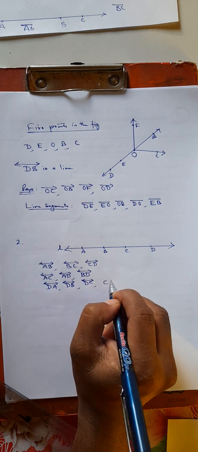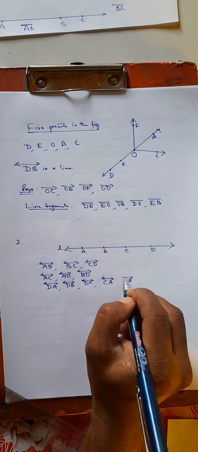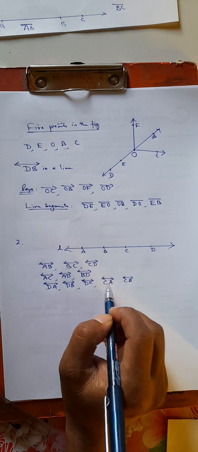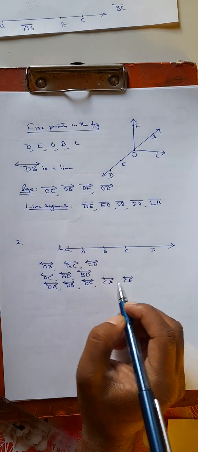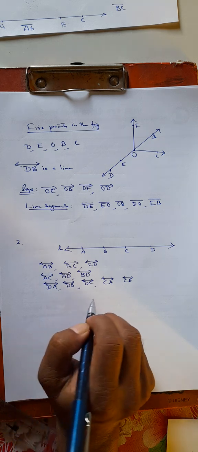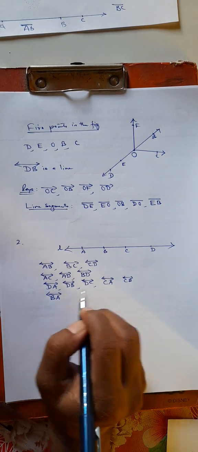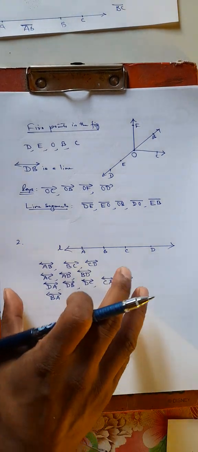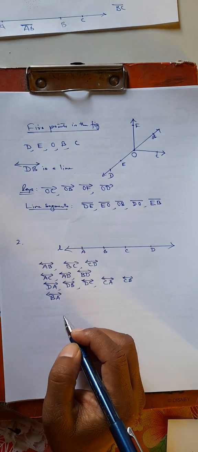You can also name it as CA, CB. So how many ways? 1, 2, 3, 4, 5, 6, 7, 8, 9, 10, 11. Is there another possible one? BA is not yet written. You can write it as BA also. So you can name this line in 12 different ways. These are the 12 different ways you can name this line L. Right?